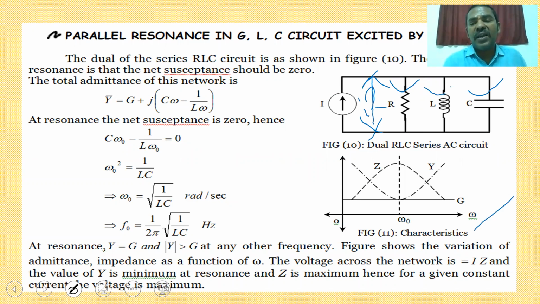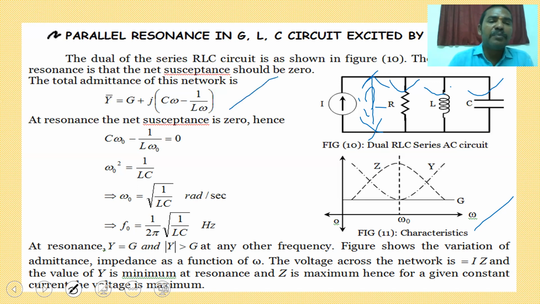I have taken only 3 parameters, Z, Y and G. So you can go for other parameters also. So that is net reactance, that is net susceptance value, and you can go for the voltage values like that. So there is no big deviation from the characteristic impedance of the RLC series circuit and this parallel circuit.